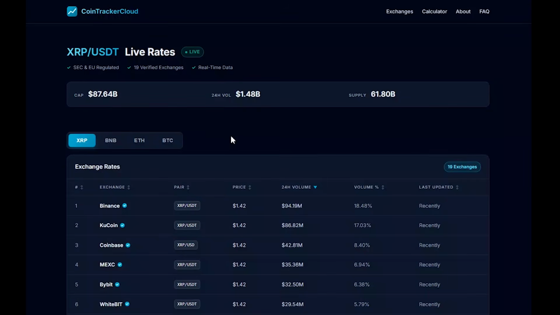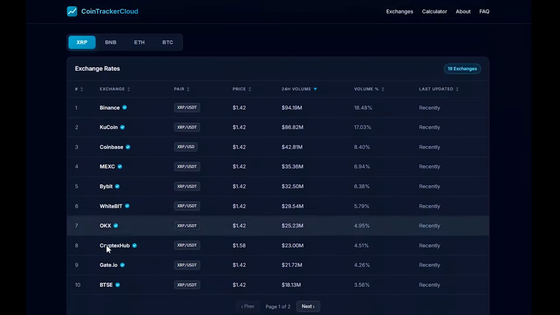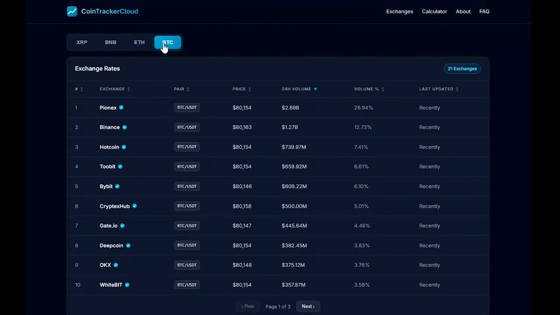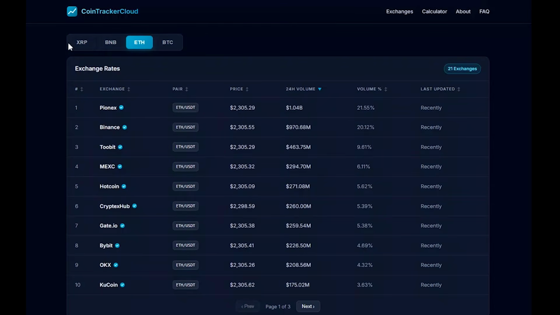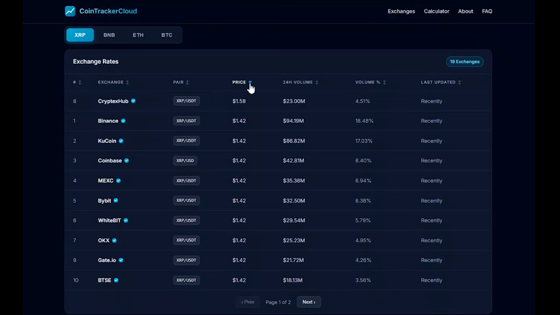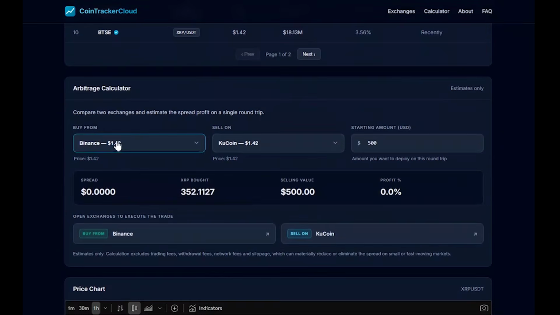Here you'll see a list of verified exchanges with up-to-date prices for various cryptocurrencies. This one has XRP, BNB, Ethereum, and Bitcoin. You can use the table to sort by the price and see where the gaps exist. This one even has a handy calculator if you want to simulate your arbitrage profits. Let's go through a simple example.